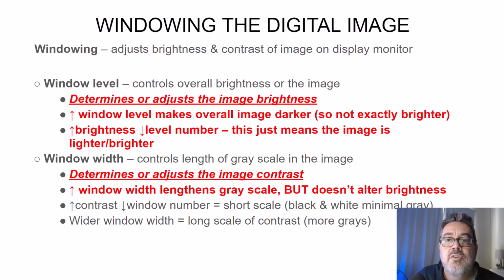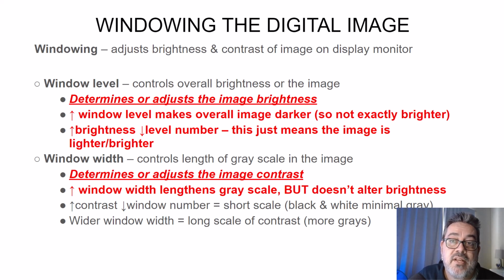If you increase the window level, that makes your image darker. Increasing the level number decreases brightness, and decreasing the level increases brightness. Increasing the window width widens the grayscale. This allows more grays to be displayed, provides a longer dynamic range, we say, which decreases contrast to a more grayed out looking image.